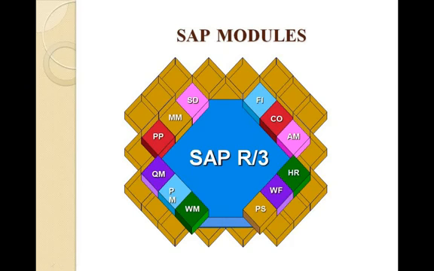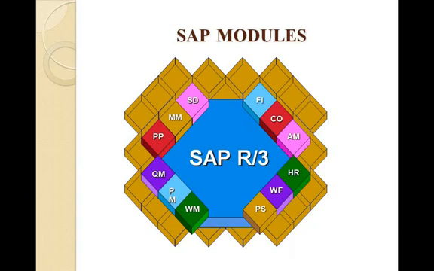And everybody knows what I mean by HR. HR stands for human resources, and WF is nothing but workflow, how your work process is going to happen. PS stands for project systems. These are some of the different functional modules which are available in your SAP.